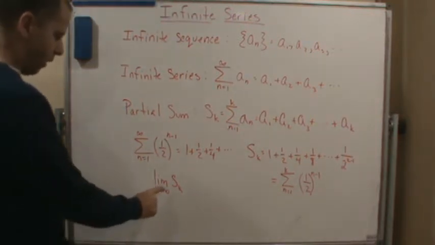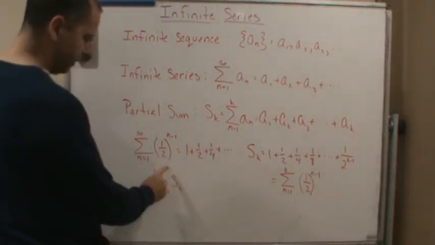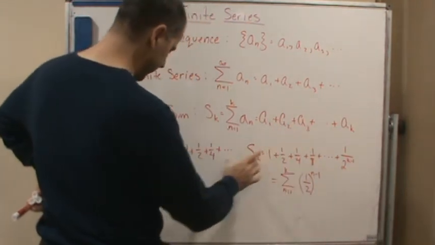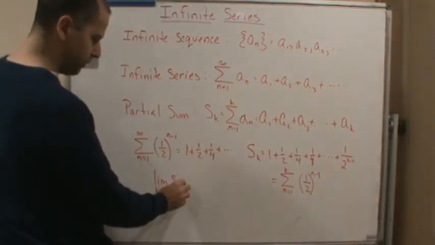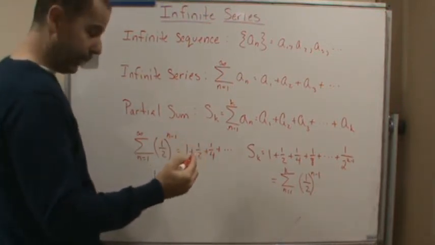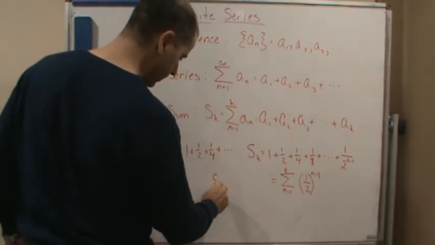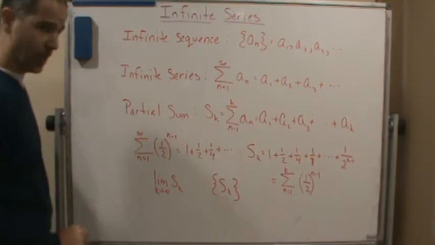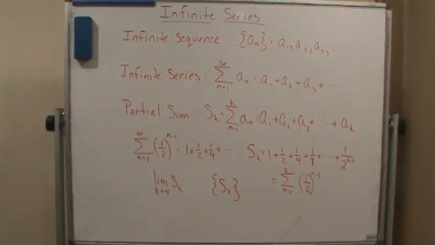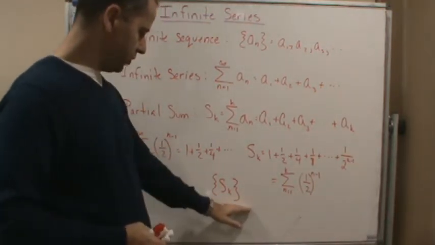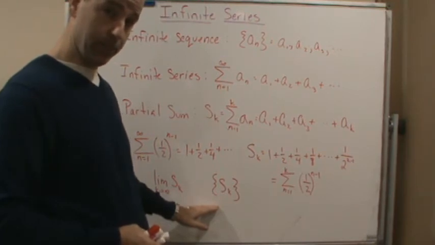Right? Because for each k, we're going to have a different partial sum. And what we can do is take those partial sums for each value of k and create a sequence of partial sums. And then we can apply all of the things that we've learned in the previous section about infinite sequences to this situation.